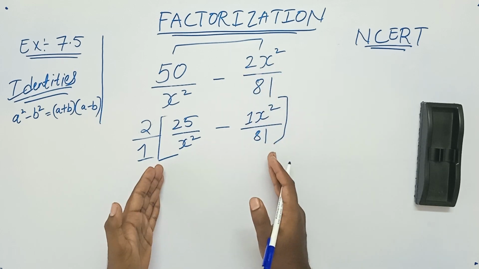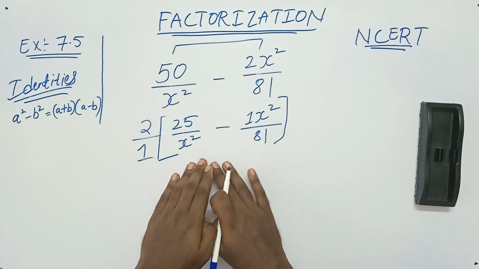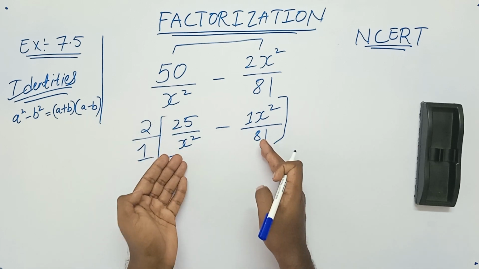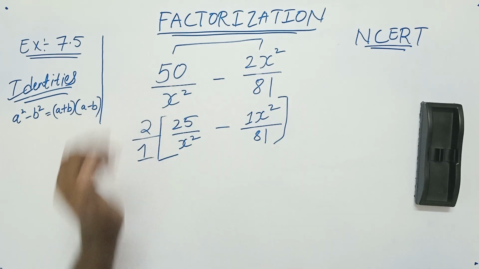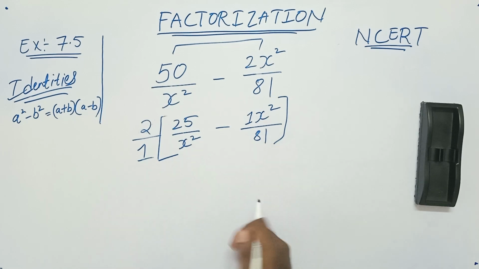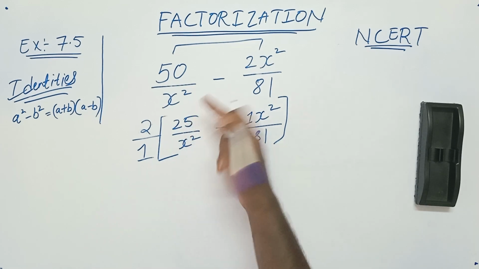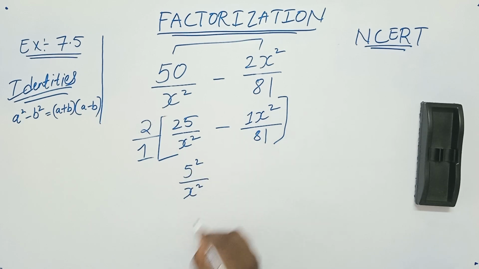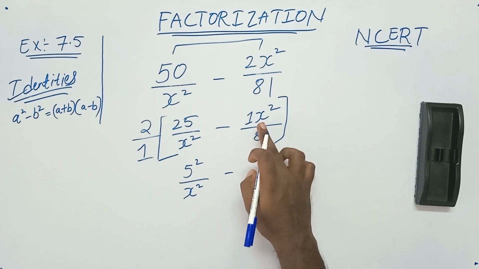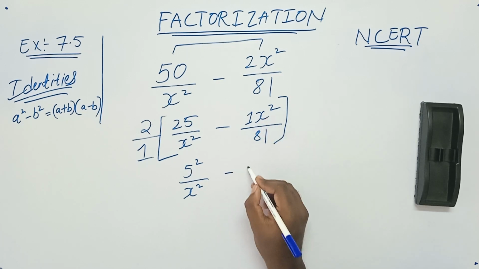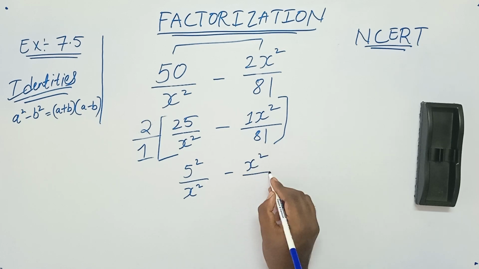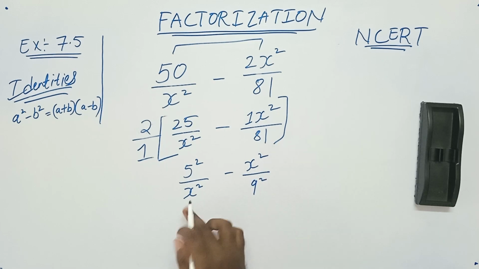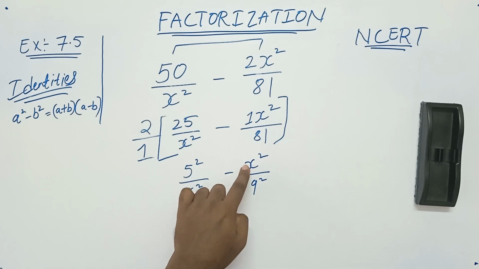So now we got a value within the bracket. Here we can change the terms in order to get the product of factors of this given expression. 25 is a square number, so 25 can be written as 5 square upon x square minus 1. Here you have x square, you keep x square as it is. Here you have 81, a square number, we can write it as 9 square. It looks like 5 square upon x square minus x square upon 9 square.